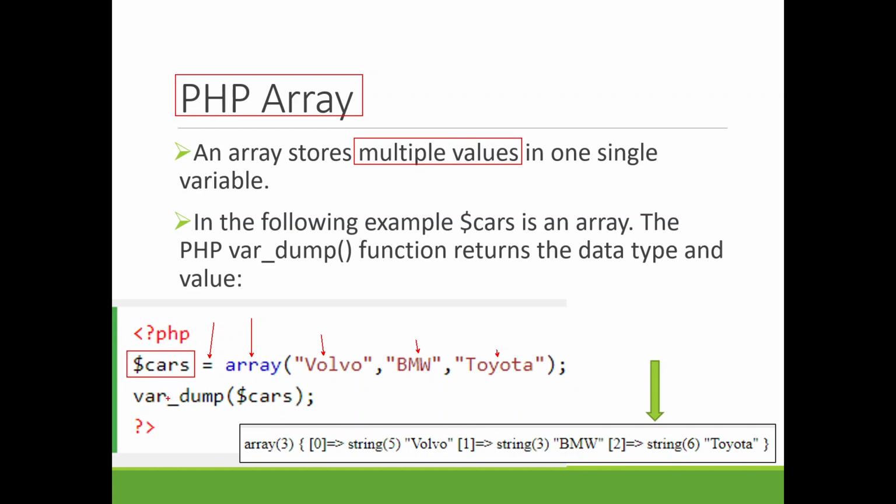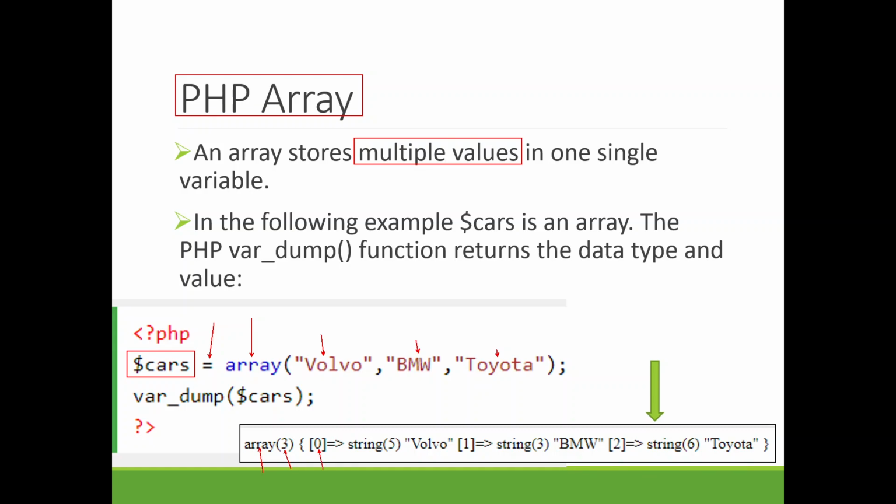Now, if we use var_dump and we put cars, it's going to tell us that this is an array and it has 3 values. These 3 values is what is called the size of the array. So this array cars is of size 3. But the other thing it's going to show us is the position of each of the values.